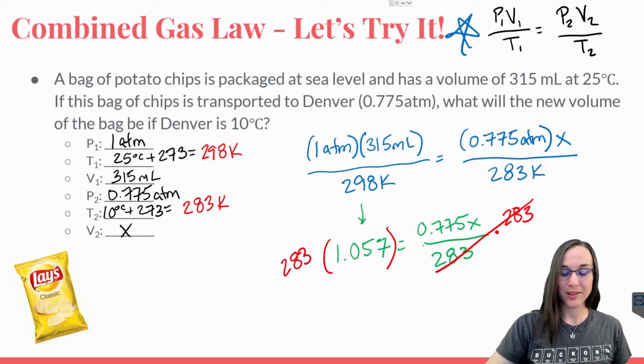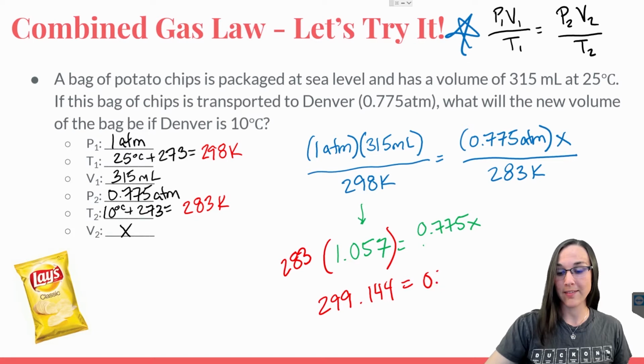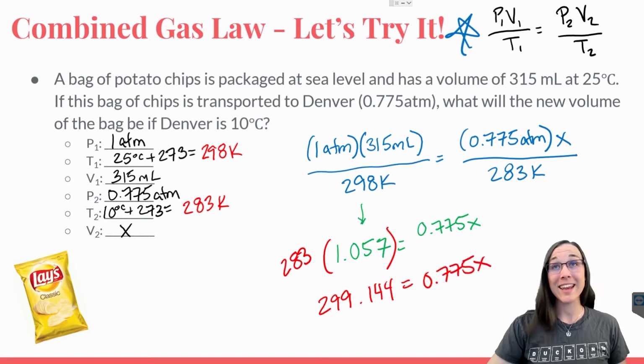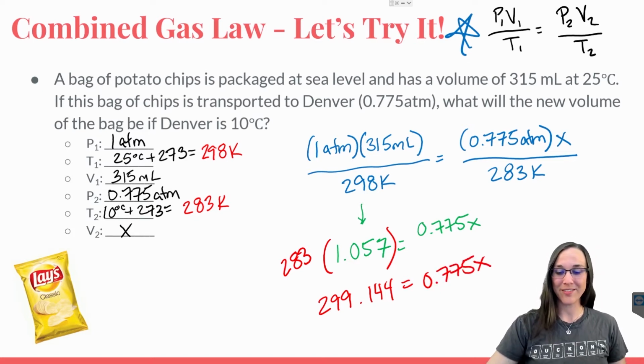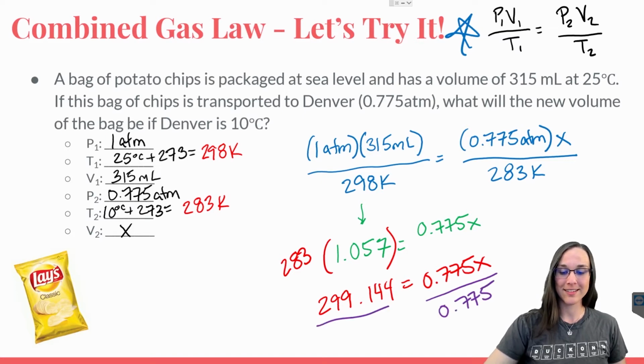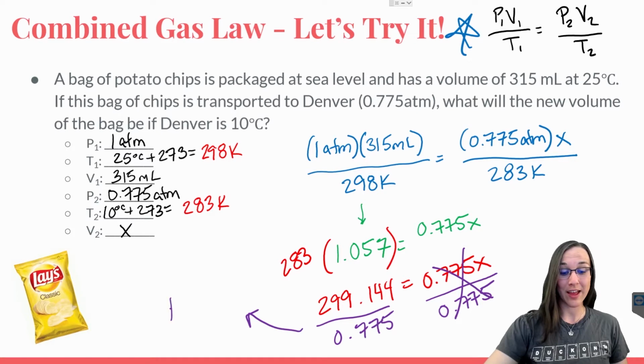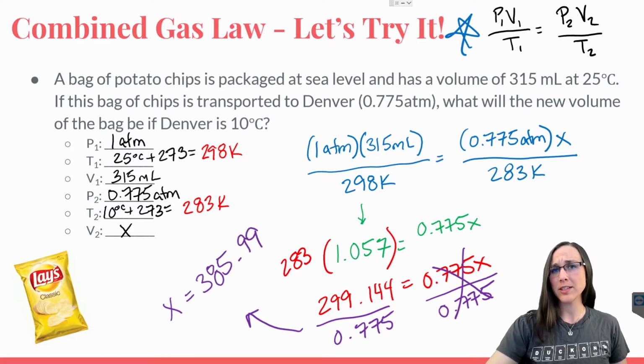And now I end up with 299 on the left side, 0.144, set equal to 0.77x. And now in order to get x alone, we just have to divide off the 0.77 from both sides. And now we can see that our x value, our V2, is going to be equal to 385.99. Now what units go on this?